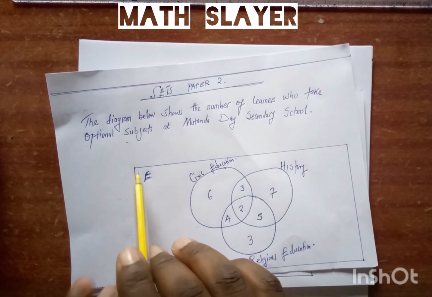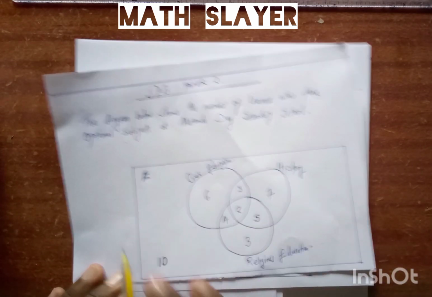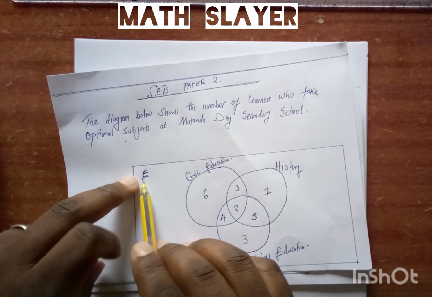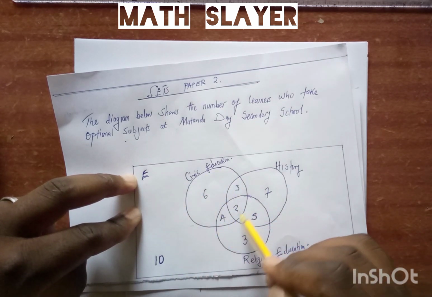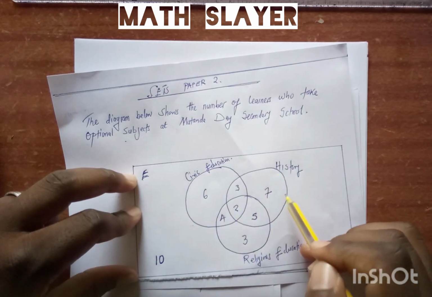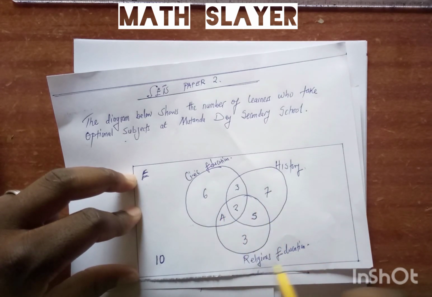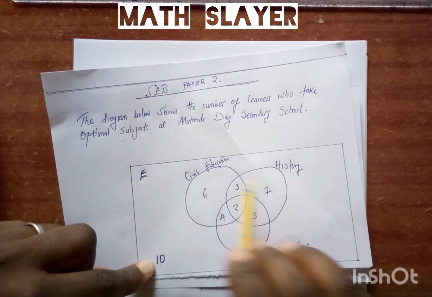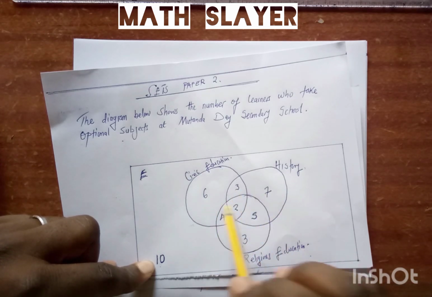So this is the Venn diagram. Normally during the final exam, you may be given a Venn diagram the way I've written it, where E means the universal set or entirety. Thereafter, we have three sets: the set representing the number of learners who took civic education, the set representing the number of learners who took history, and the set representing the number of learners who took religious education. And then we have 10 outside the three sets. Remember that inside these three sets we also have the number of learners.